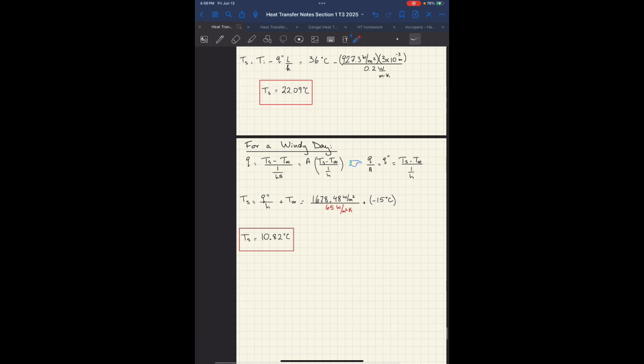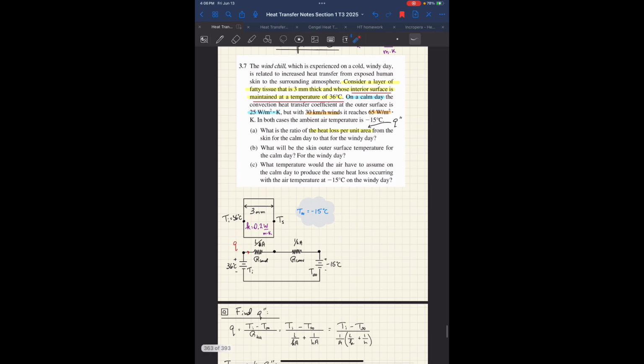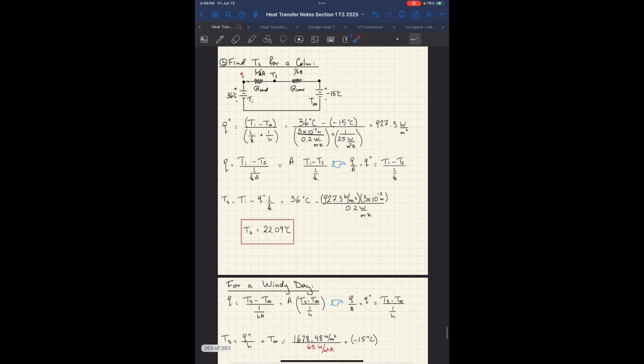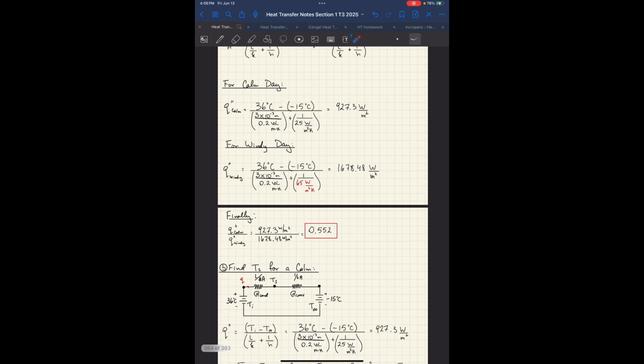Finally, last part. Last part says, what temperature would the air have to be on a calm day to produce the exact same heat loss that occurs with negative 15 degrees on a windy day, right? So on a windy day, I'm losing almost 1,700 watts per meter squared, right?